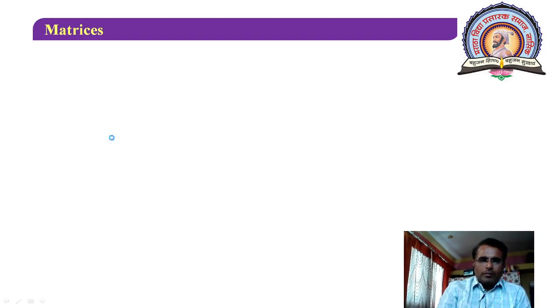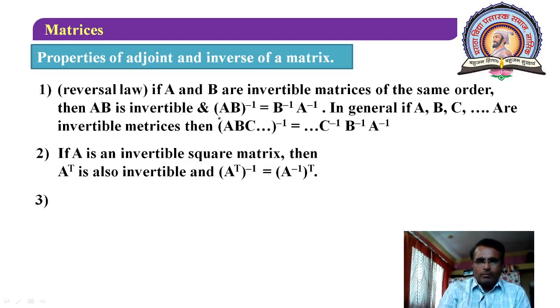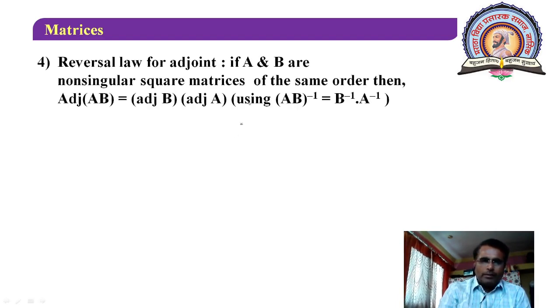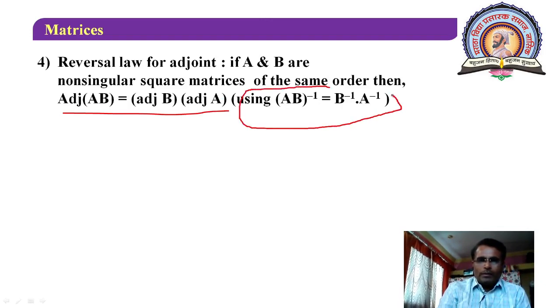We have just seen a reversal law for inverse. AB inverse is equal to B inverse A inverse. A similar type of law is there for adjoint of a product, and that is reversal law for adjoint. If you consider adjoint of AB, then it is equal to adjoint B into adjoint A, and that is actually possible because we know that inverse is defined with the help of adjoint. Therefore, properties of inverse are applicable for properties of adjoint also.